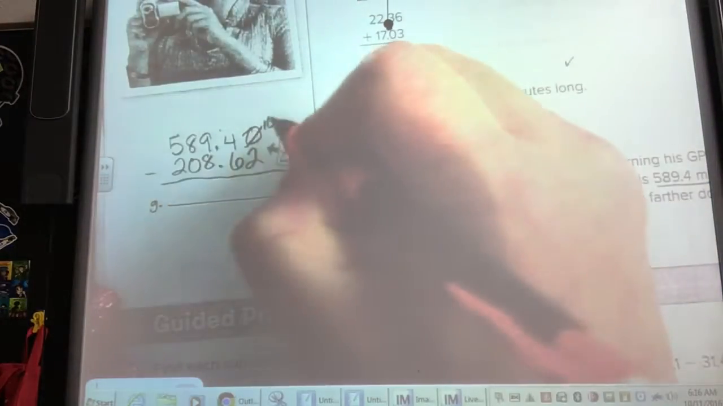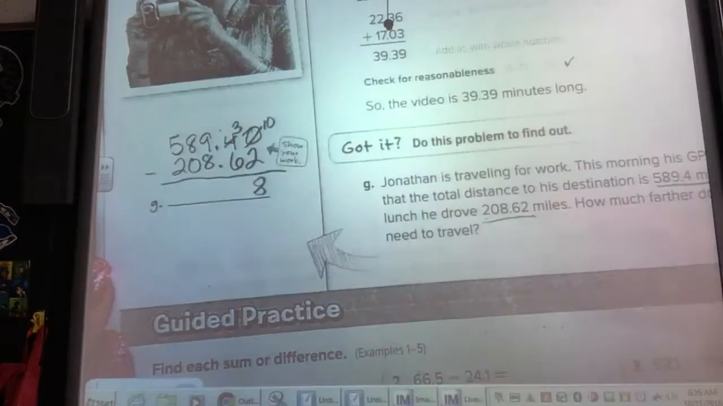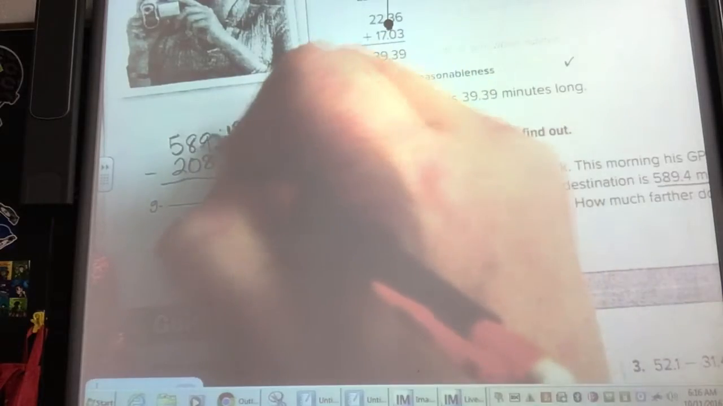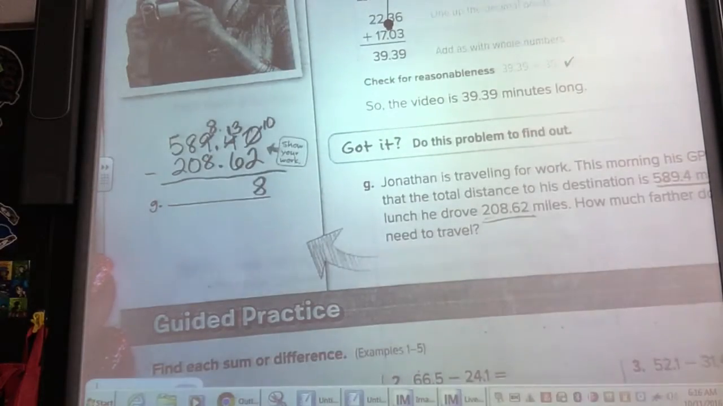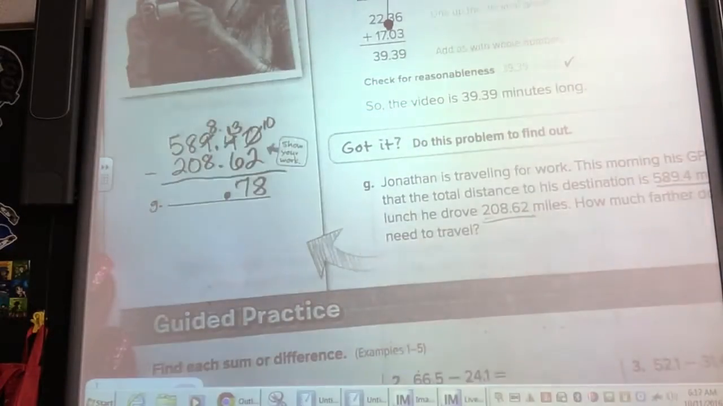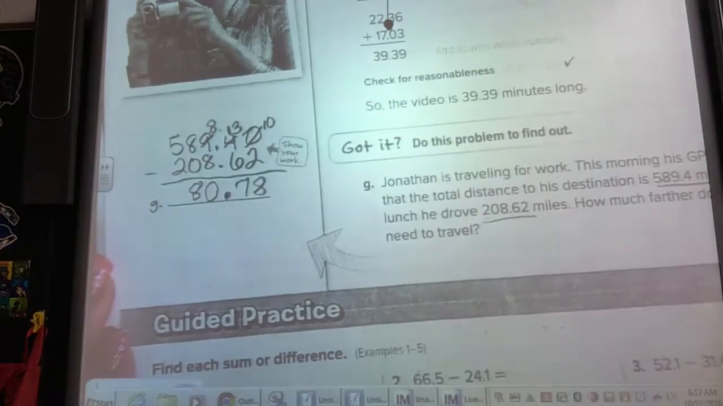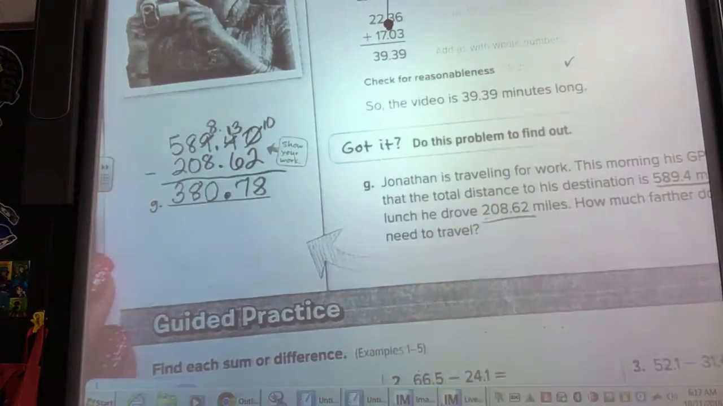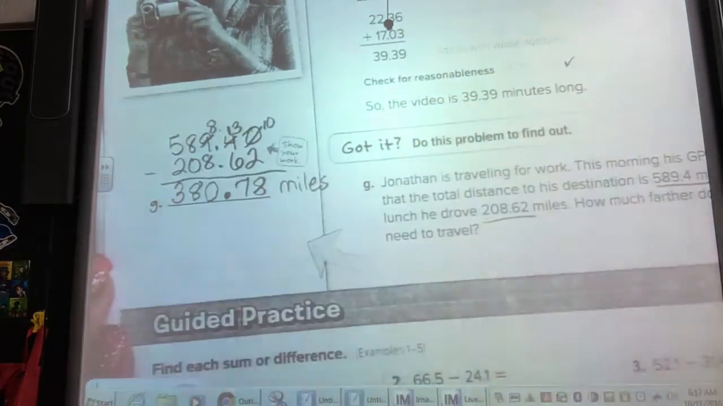We're going to have to borrow and make that a 10, which means the 4 becomes a 3. 10 minus 2 is 8. 3 minus 6, oh, we can't do that. I can't have a smaller number on the top. So I'm going to make it into a 13 and make this into an 8. 13 minus 6, 13, 12, 11, 10, 9, 8, 7. There's our decimal point. She's got to come down. 8 minus 8 is 0. 8 minus nothing is 8. And 5 minus 2 is 3. So, how far do we have to go? 380.78 miles. Don't forget that label.